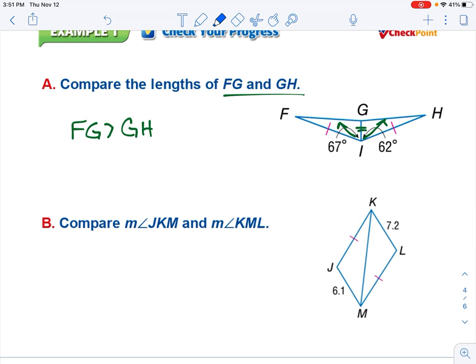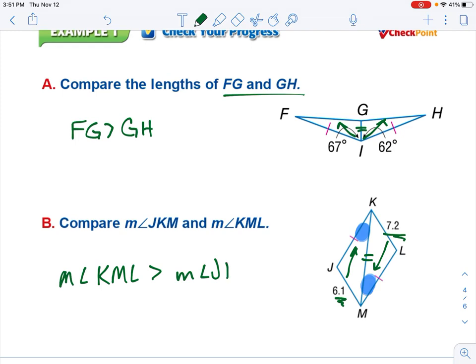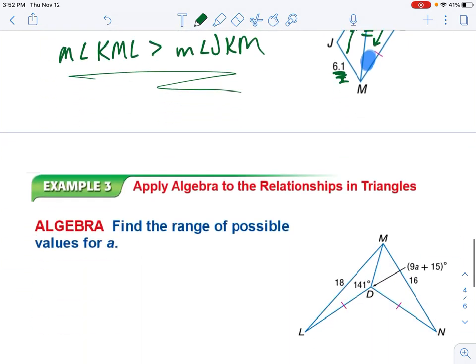Then once again, we have JKM, KML, opposites, opposites. Look for the bigger side versus the smaller side. The opposite angle, measure of angle KML, is greater than the measure of angle JKM because of the distance of the opposite side.